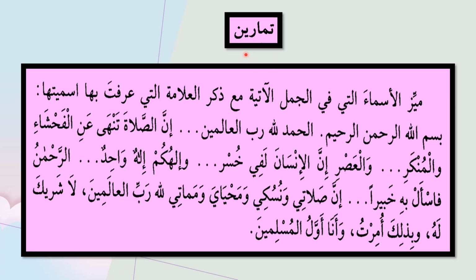Let's do the last exercise, Tamarin. The question here is ميز الأسماء التي في الجمل الآتية, means you need to clarify the nouns that are coming in these sentences. ما ذكر العلامة التي عرفت بها اسمية, means you need to mention the signs that you know, that this is a noun, all the signs that we have learned in this lesson, the four signs. So the first one, Bismillahi.